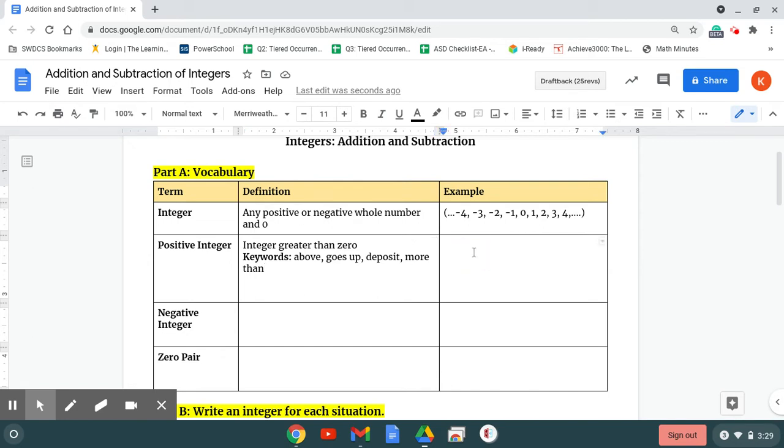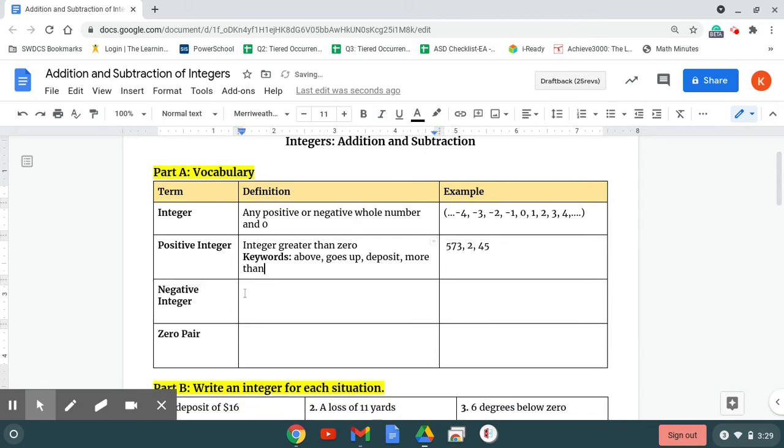All right, some examples of positive integers. I want you to come up with some on your own. One example might be 573, or 2, or maybe 45. Any number that is greater than 0 is considered a positive integer. All right, so we have positive integers.